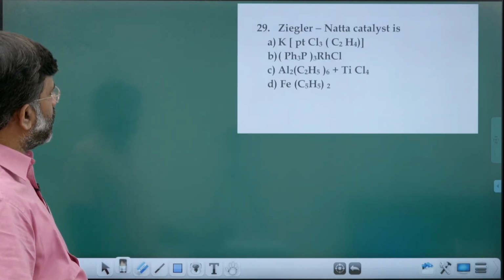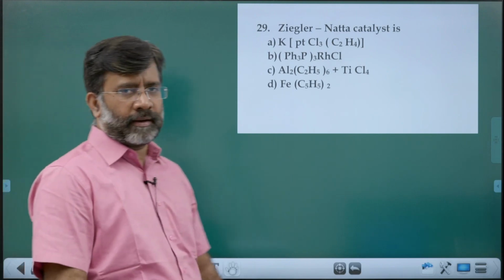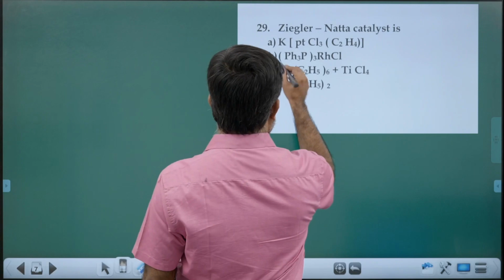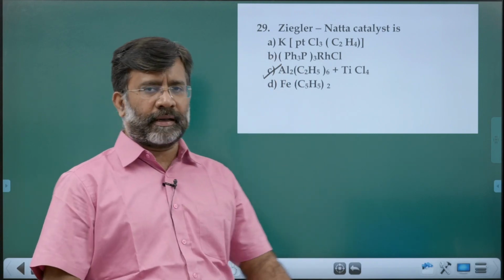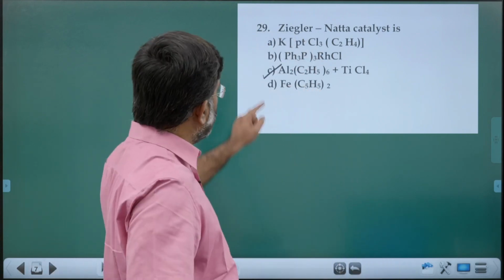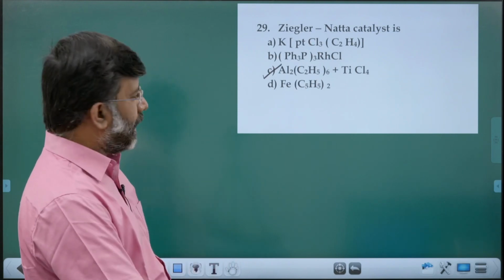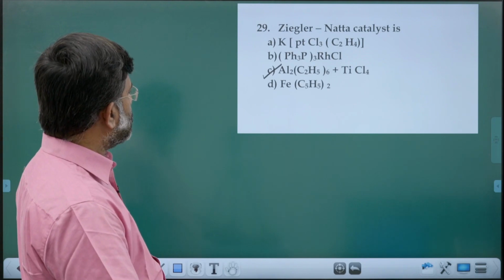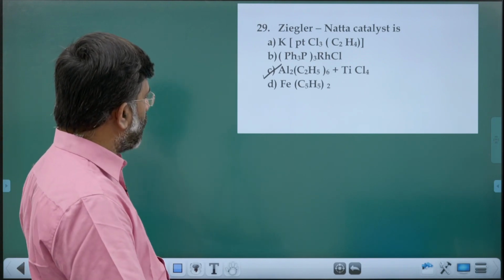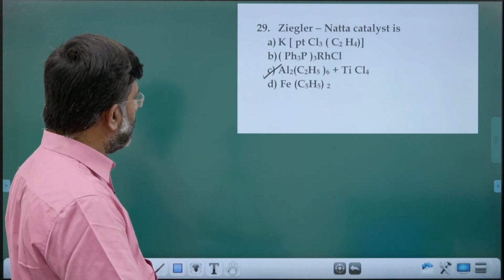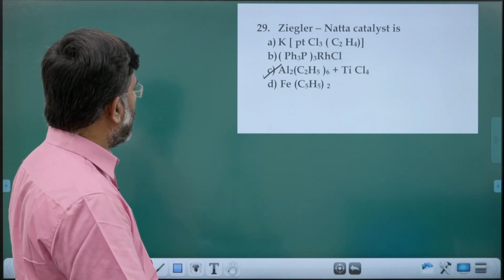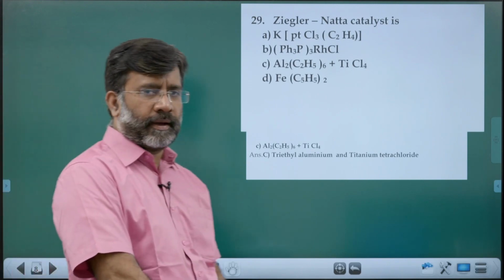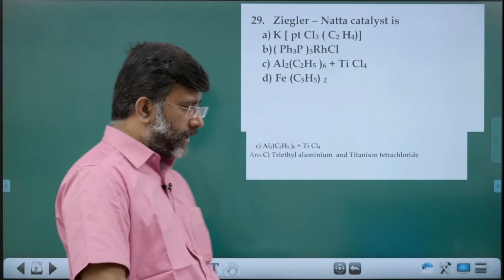Ziegler-Natta catalyst. Ziegler-Natta catalyst is trialkyl aluminium titanium chloride. And option B is very famous, Wilkinson's catalyst. Option A, Zeise's salt. Option B, ferrocene. And the answer here is option C, Ziegler-Natta catalyst, trialkyl aluminium titanium chloride. Next one.